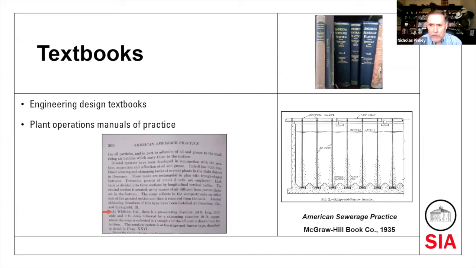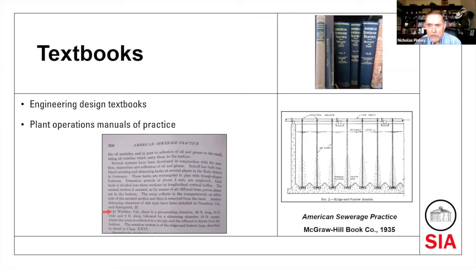The textbook gives you the dimensions of the chamber. It gives you the description of the process and design and the aeration system. The text described the aeration system that was being used as a ridge and furrow type, which was also noted in the journal articles. Most importantly, the text gave me the detail for the ridge and furrow aeration system as illustrated here, which makes it clear how the diffusers are placed into sawtooth furrows at the bottom of the chamber.